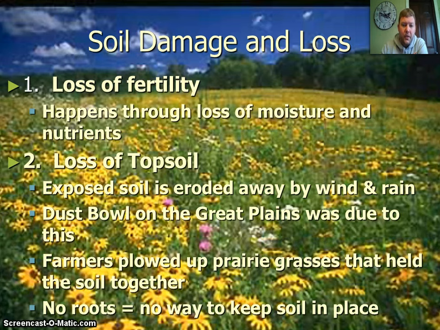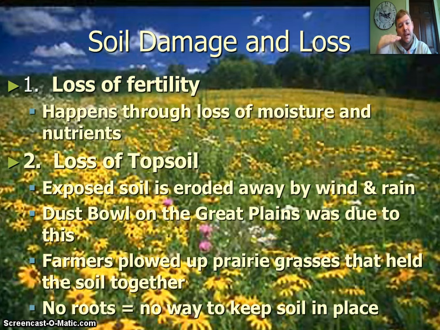Number one, loss of fertility. This happens through the loss of moisture and nutrients. So soil that's not real fertile isn't going to produce as much food, and that's a problem. And second, loss of topsoil. Remember in our previous notes I said that topsoil was the layer that we wanted really thick that farmers really liked? Well, this is why.